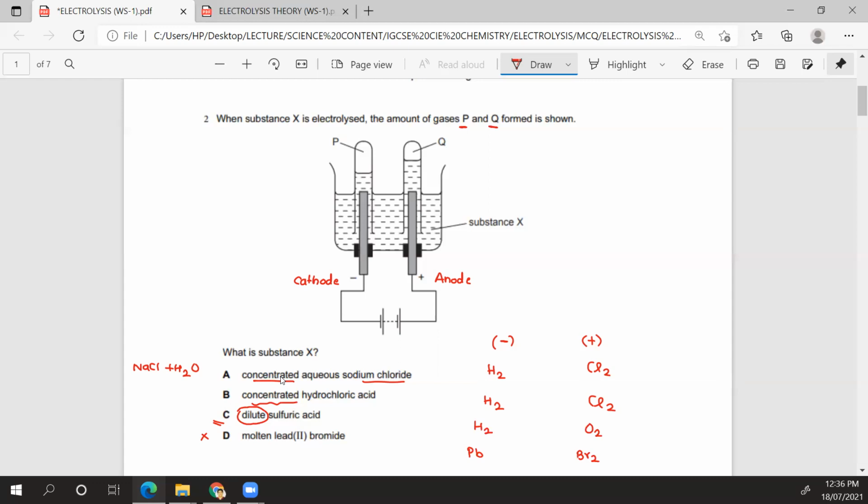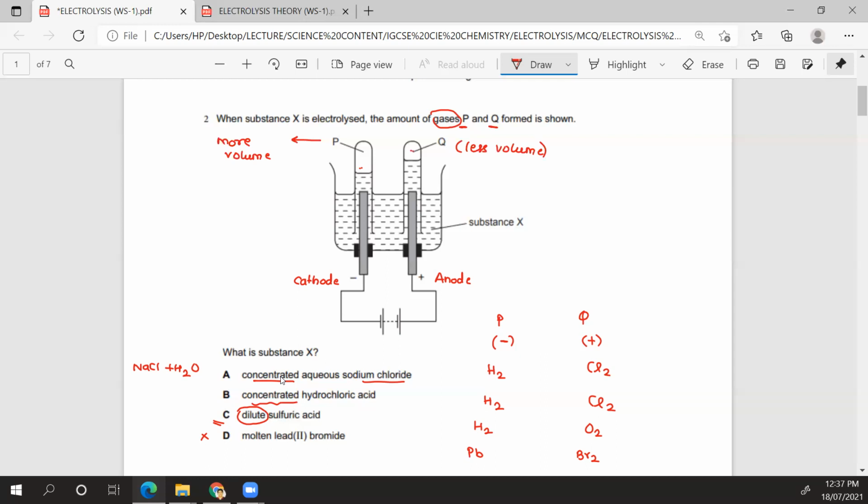The reason is because they are telling that P and Q both are gas. So over here, P is solid and Q is a gas, so D gets ruled out. Now the question is, can you see the difference over here? The P has more volume and Q has less volume. This is what we have to understand.